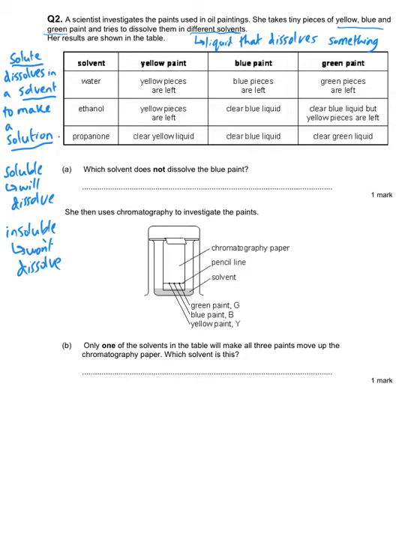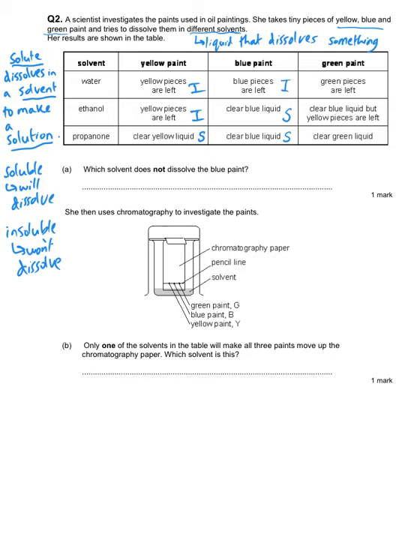So the yellow paint, we've got yellow pieces left in the water, and so that's insoluble, it didn't dissolve. And then it's the same again in the ethanol, it didn't dissolve. But there's a clear yellow liquid in propanone, and so that means it has dissolved. The blue paint has got pieces left in the water, so that's insoluble. But it's soluble in the ethanol because it's a clear blue liquid, and soluble in the propanone as well.